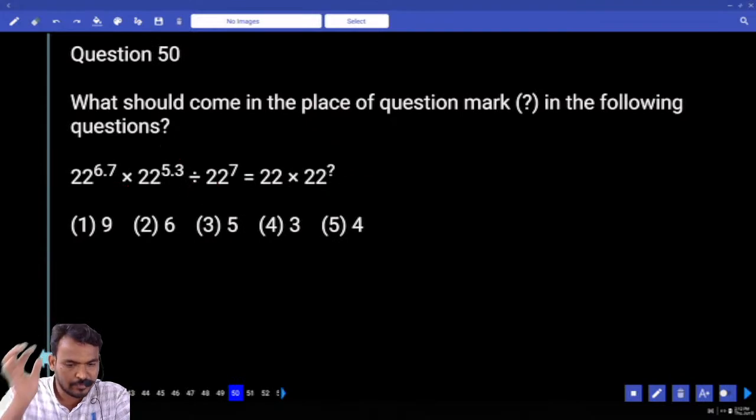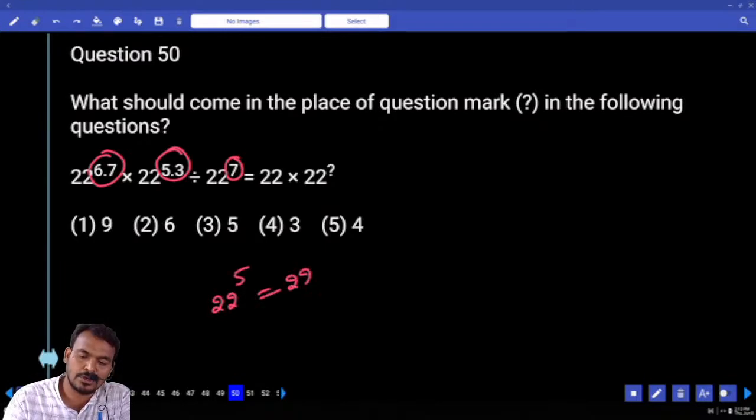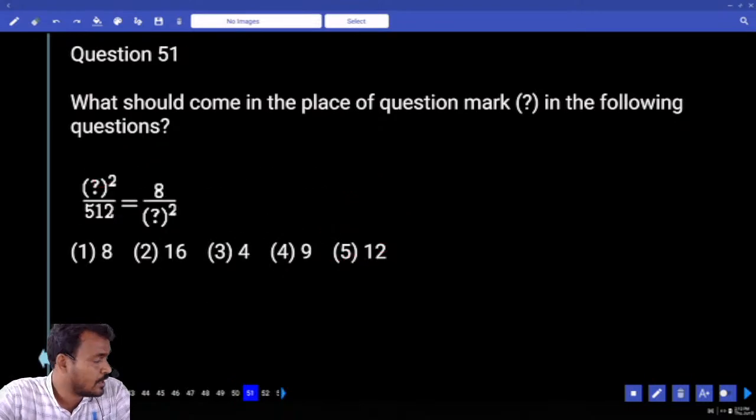Next question number 50. 22 power 6.7, 22 power 5.3. Directly the powers are 6.7 plus 5.3, 12. 12 minus 7, how much? 5. That is 22 power 5. That is equal to 22 into 22 power. And question mark must be 4 or 5? 4.